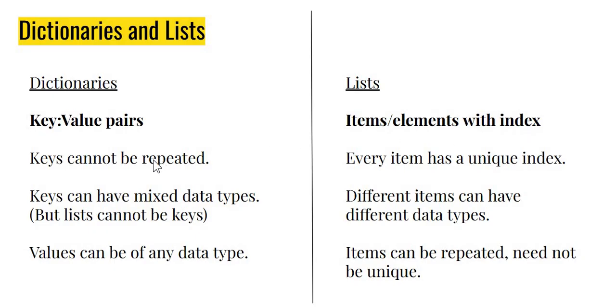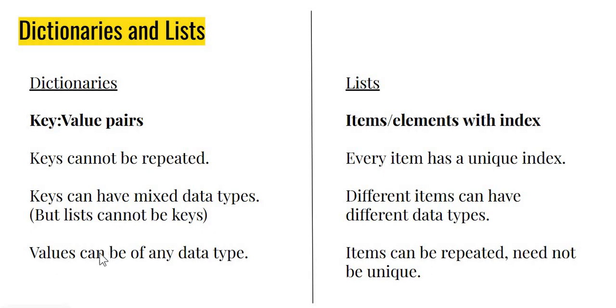Now, we know that in a dictionary, keys cannot be repeated. Keys must be unique. Although they can have mixed data types. So we can have, for example, keys as strings. In the same dictionary, an integer could be a key or a tuple could be a key. However, we know that lists cannot be keys. Just like this, in lists, we can have different items that are of different data types.